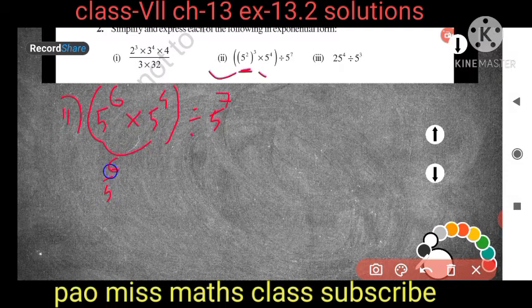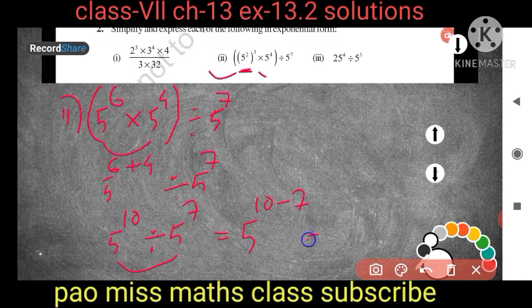Plus. That means 6 plus 4 again divided with 5 to the power 7. Now if you plus, then you will get 5 to the power 10 divided by 5 to the power 7. Now they are in divide and the base is the same, then the power will be minus, isn't it? So if you do minus, then you will get 5 to the power 3. So what is the answer for this question? The answer is 5 to the power 3.